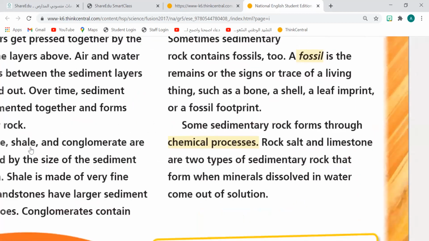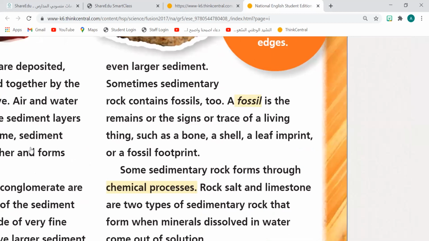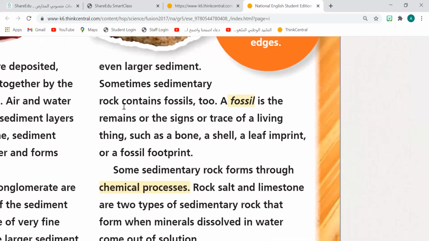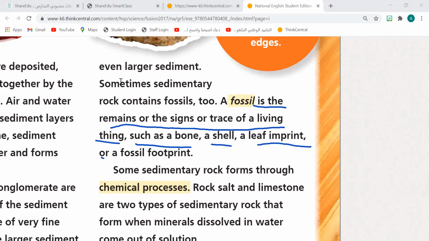A fossil over here is, can you see the highlighted word or not? Yes, we can. Okay, so a fossil is the remains or signs or trace of a living thing, such as a bone, a shell, a leaf imprint, or a fossil footprint. So one of the things that you can find in sedimentary rocks are fossils.